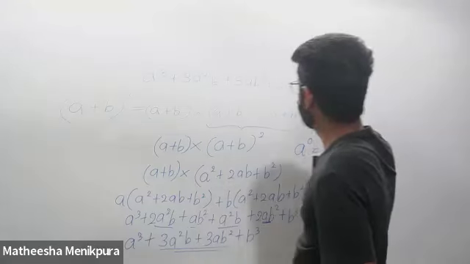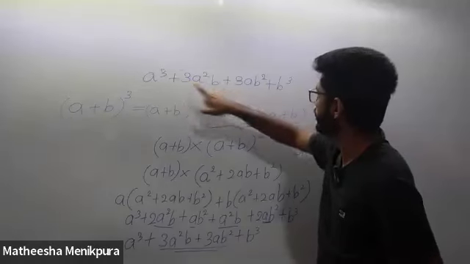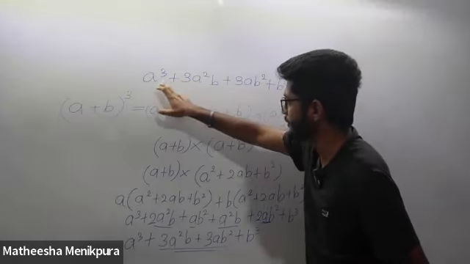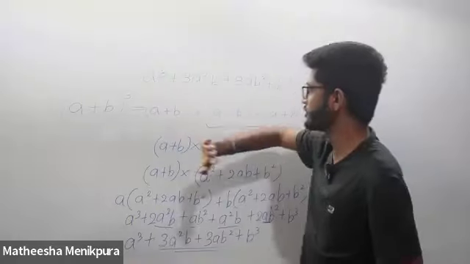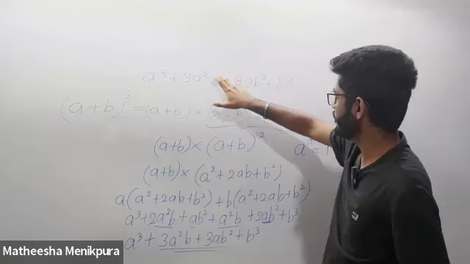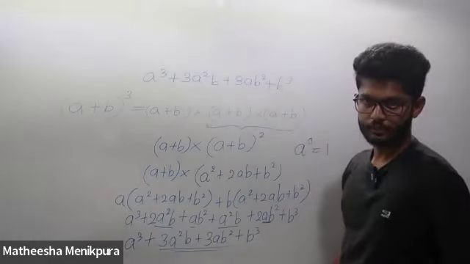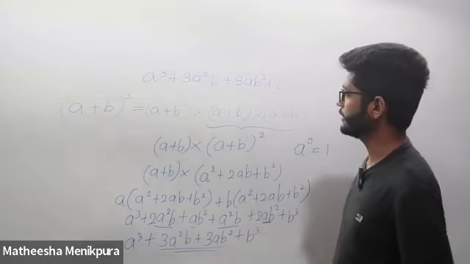What has happened to the power of b? Yes, it is increased. Here we have nothing, so we can take it as b to the power 0. B to the power 0 means 1. Here b to the power 1, here b to the power 2, here b to the power 3. So it is like that.